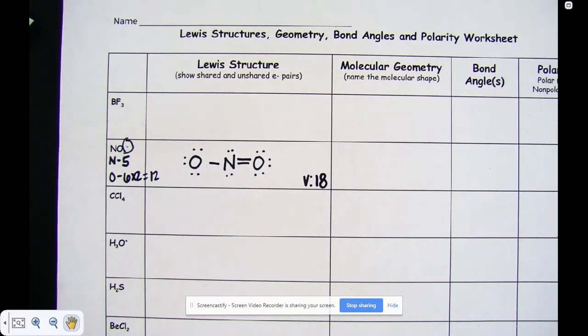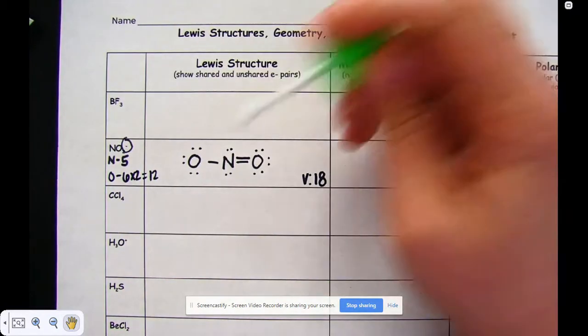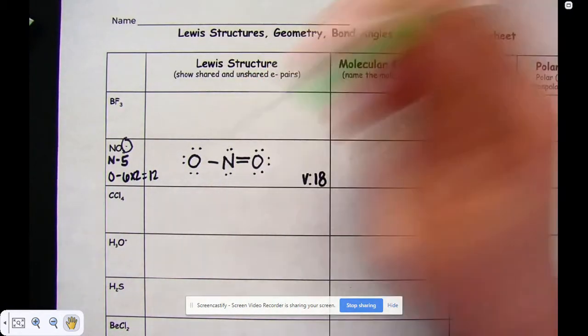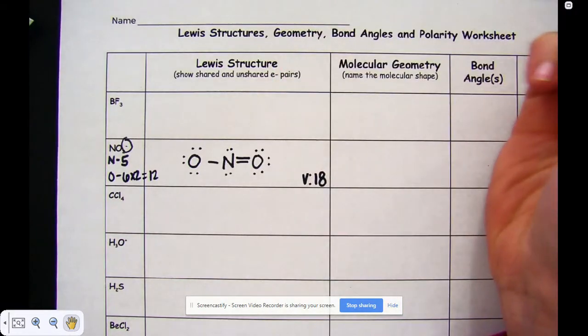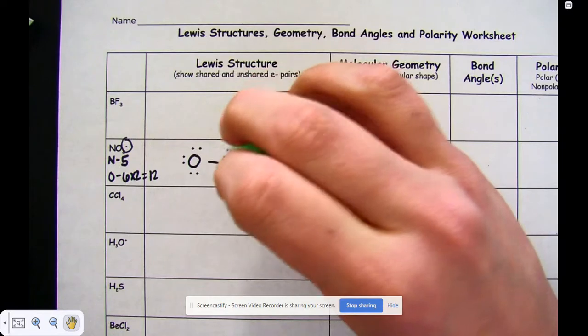oxygen. But now, because I've done that, I have to adjust the number of unshared pairs, because right now my nitrogen has 2, 4, 6, 8, 10 electrons, which is too many. So I'm going to get rid of 2 of my unshared pairs here.